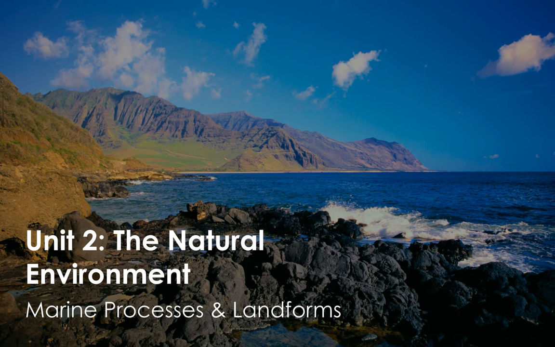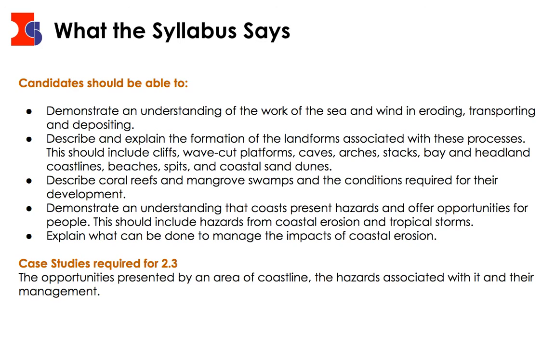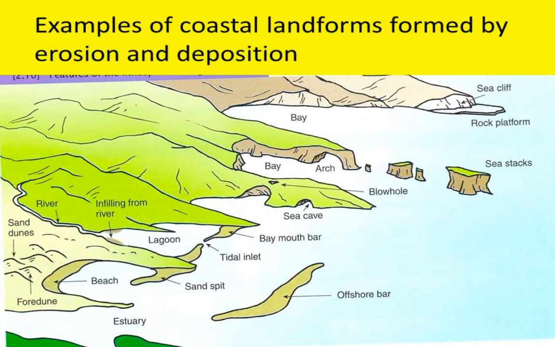Last week we started looking at some of the processes and landforms here, and we focused very much on some of the erosional features. You were having a look at the different types of erosion that take place along our coastlines. But you were also looking at some of the features that we find. For example, why do bays and headlands exist? What causes this to happen?